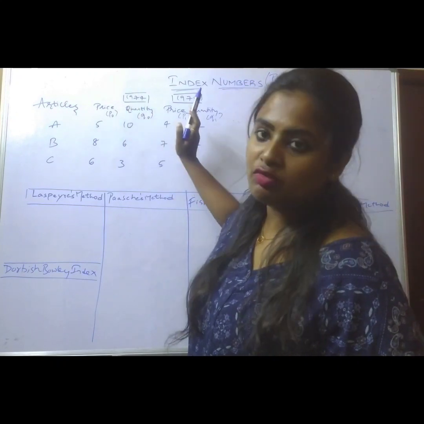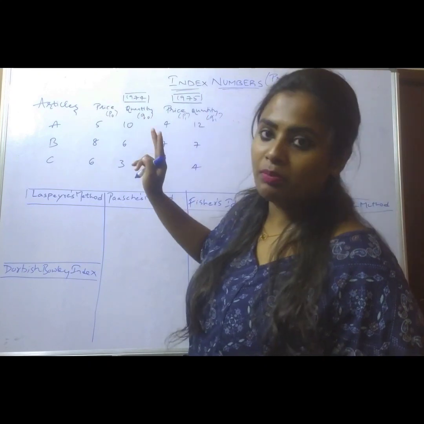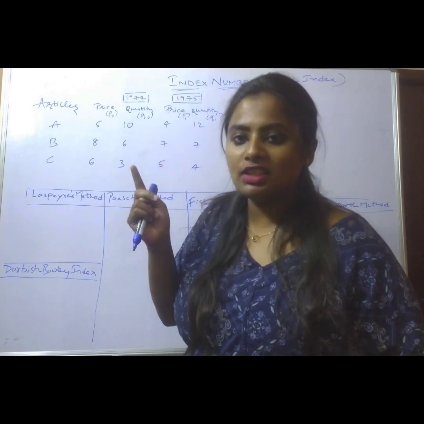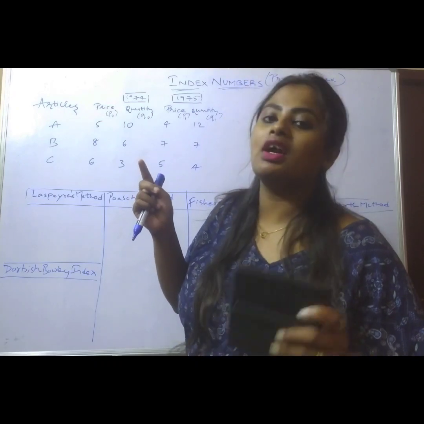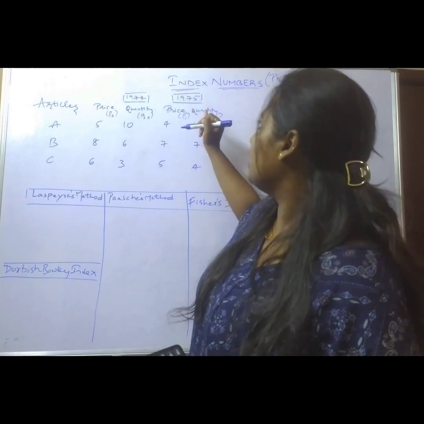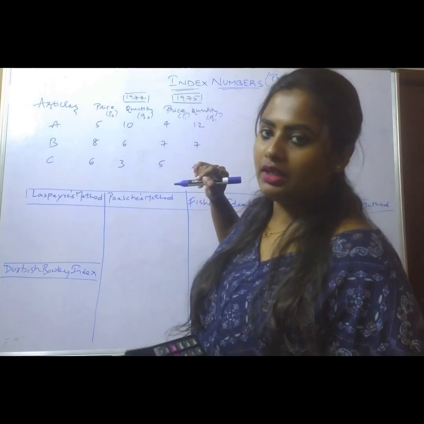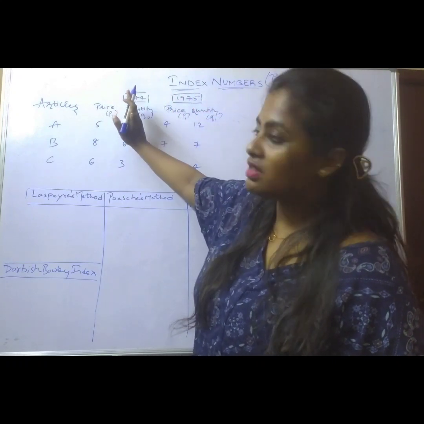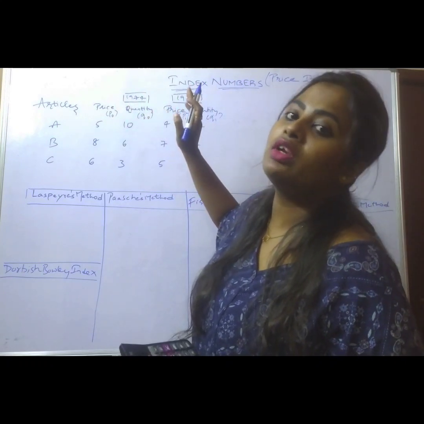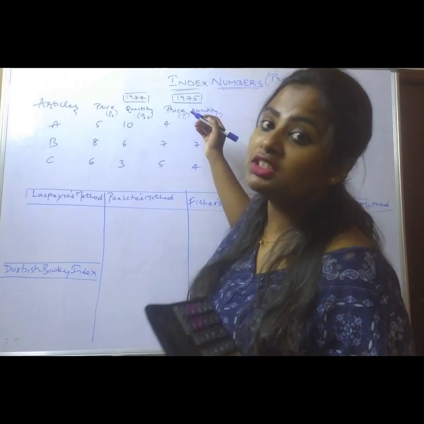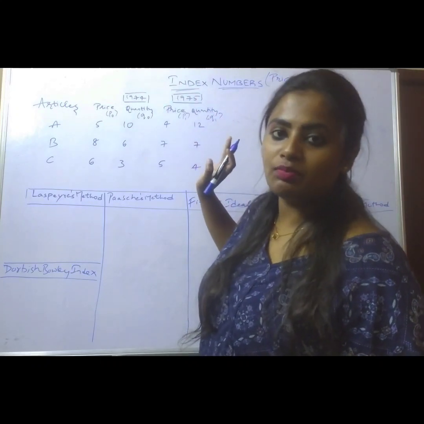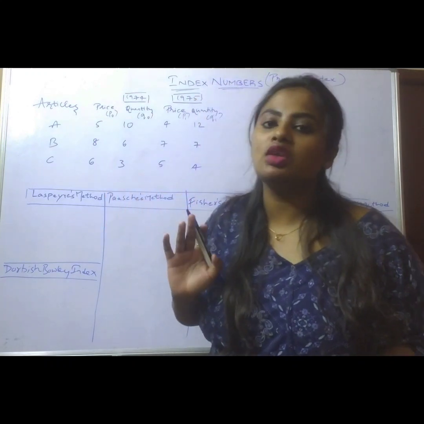So 1974 and 75, you have to compare these 2 years. The year which comes first will be called the previous year, and the next year will be called the current year. So here 1974 will be our previous year and 1975 will be our current year. Sometimes they can give you 1975 first and 1974 next. Then you have to compare which year comes first, and that first year will be called the previous year, and the next year will be called the current year. So here I guess that you are clear.